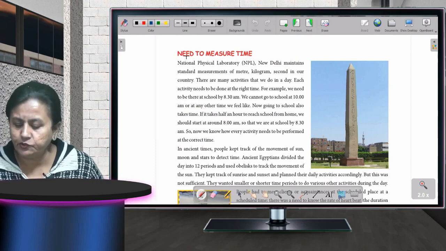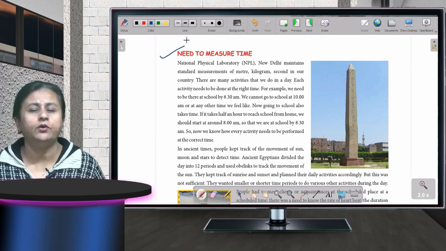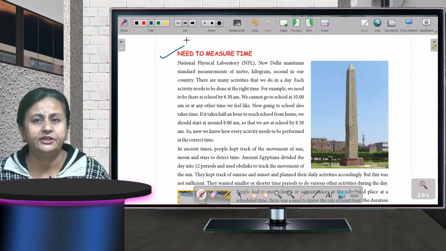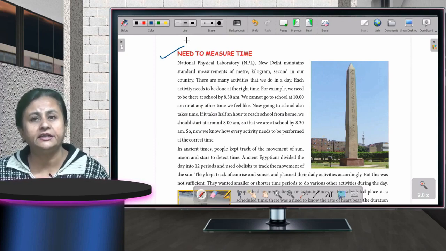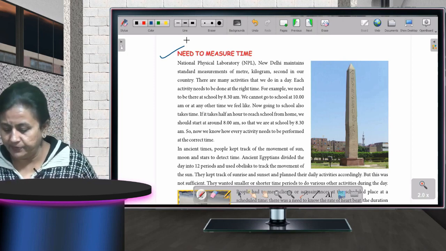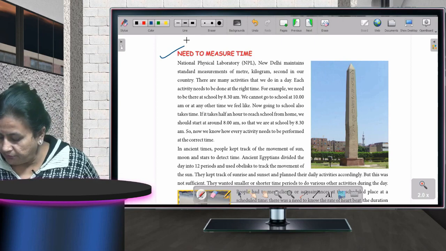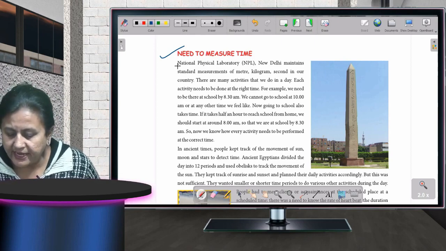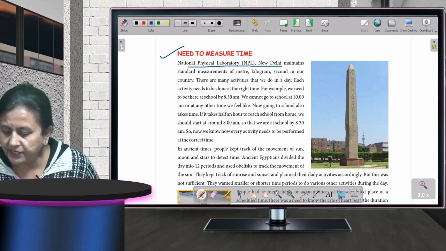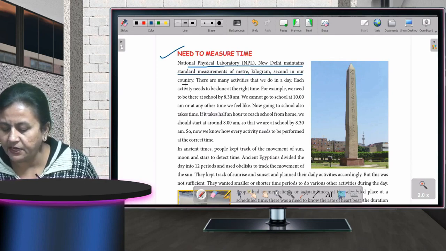Why is there need to measure time? Why? What is the importance? Why do we measure time? So that a given task can be done in a proper way and at a proper time. The National Physical Laboratory, New Delhi maintains standard measurements of meter, kilometer, second in our country.